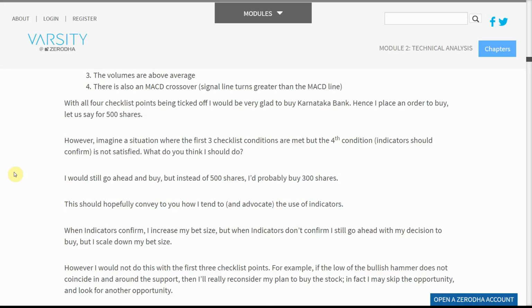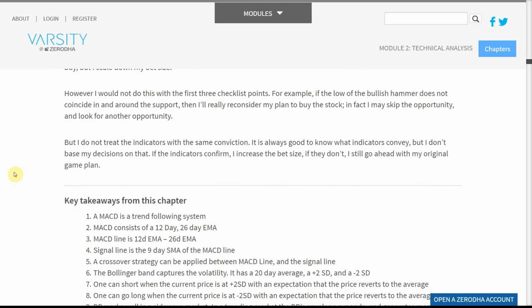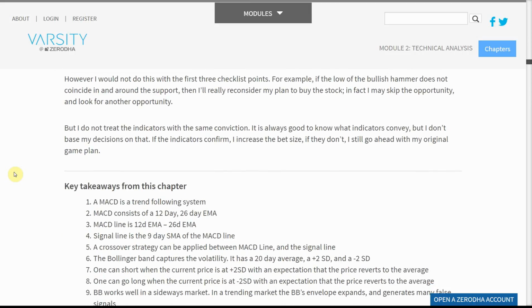For example, if the low of the bullish hammer does not coincide in and around the support, then I'll really reconsider my plan to buy the stock. In fact, I may skip the opportunity and look for another opportunity. But I do not treat the indicators with the same conviction. It is always good to know what indicators convey, but I don't base my decisions on that. If the indicators confirm, I increase the bet size. If they don't, I still go ahead with my original game plan.